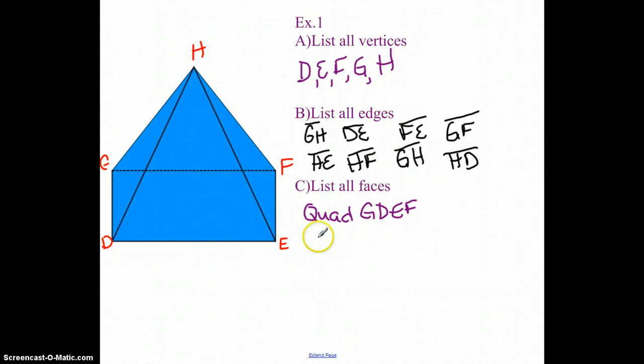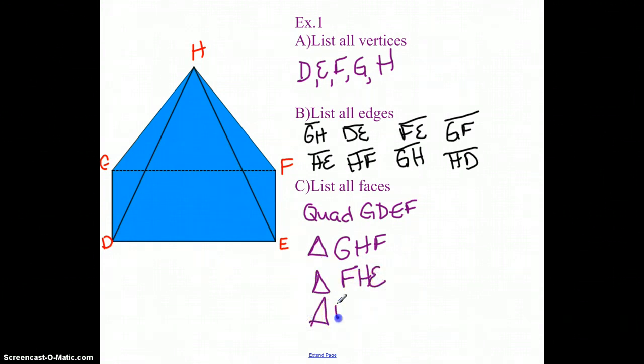Now on this, the other thing to be considered is all the rest of the sides are triangles. So the back side would be GHF. If I went over here next, it would be triangle FHE. Then the front would be triangle DHE. Then on this side, it would be GHD. Now you have to be able to go through and label all of them. That's really important.